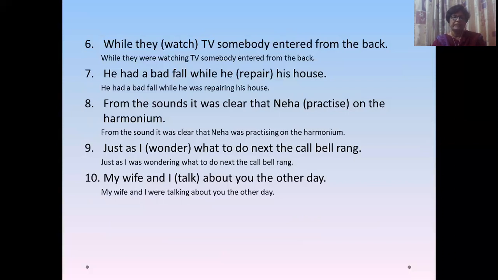Now the next, 8th sentence. From the sound, it was clear that Neha practiced on the harmonium. Here the verb is practice. From the sound, it was clear that Neha was practicing on the harmonium. 9th sentence: just as I wonder what to do next, the call bell rang. Just as I was wondering what to do next, the call bell rang.